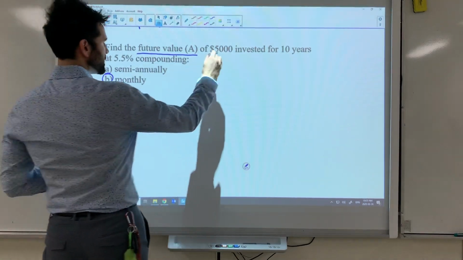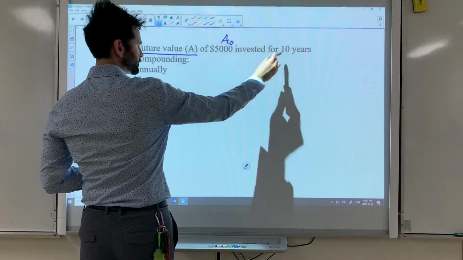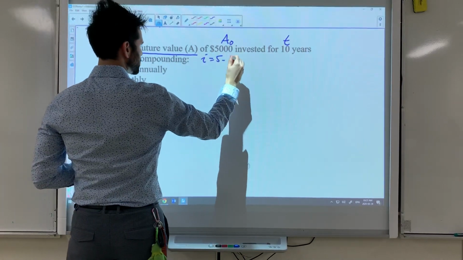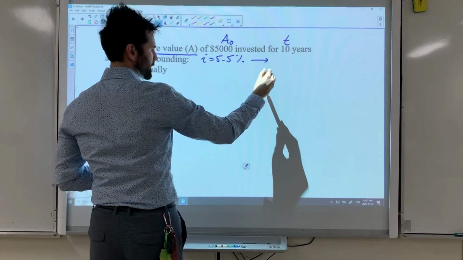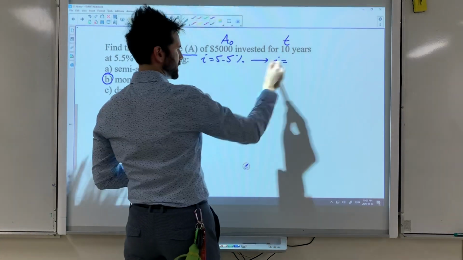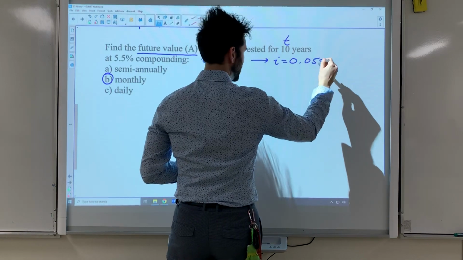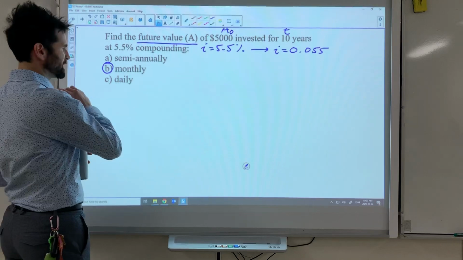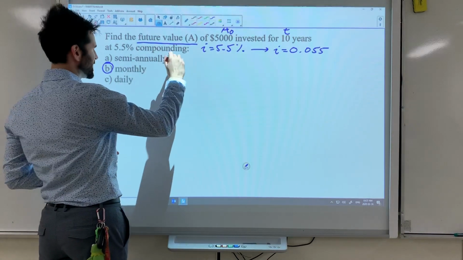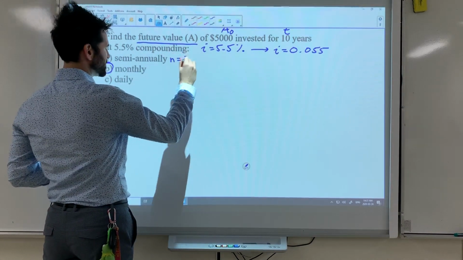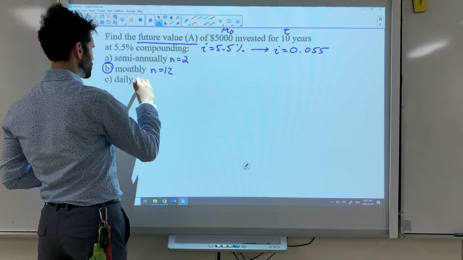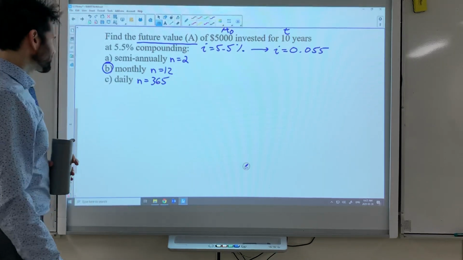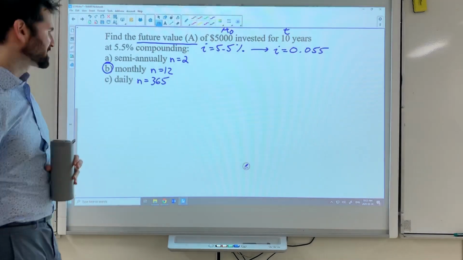So, couple things. This is A0, this is T, and then i is 5.5%, which you need to write as a decimal, so divide by 100, you get 0.055. Now, this n thing, let me just tell you all the different ways that you usually see n. So semi-annually means n is 2, monthly means n is 12, daily means n is 365. And that's usually all you really see on the exam is those three.